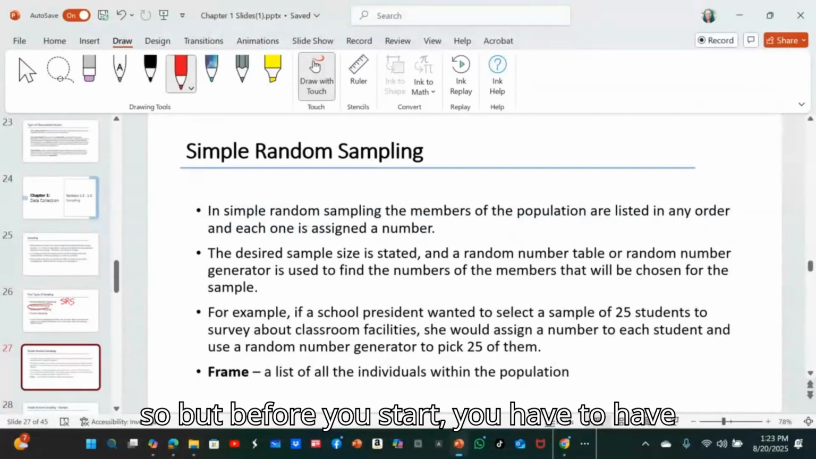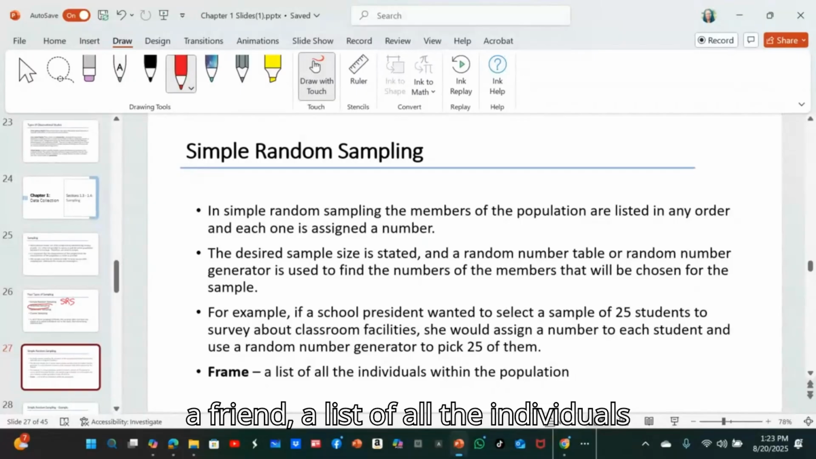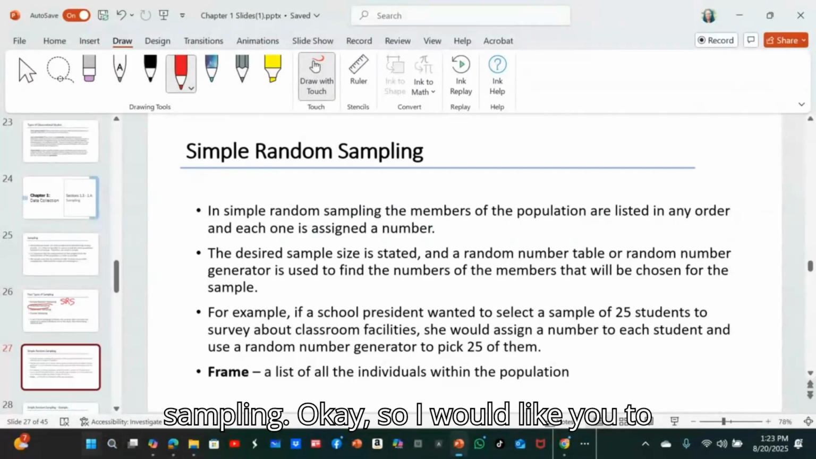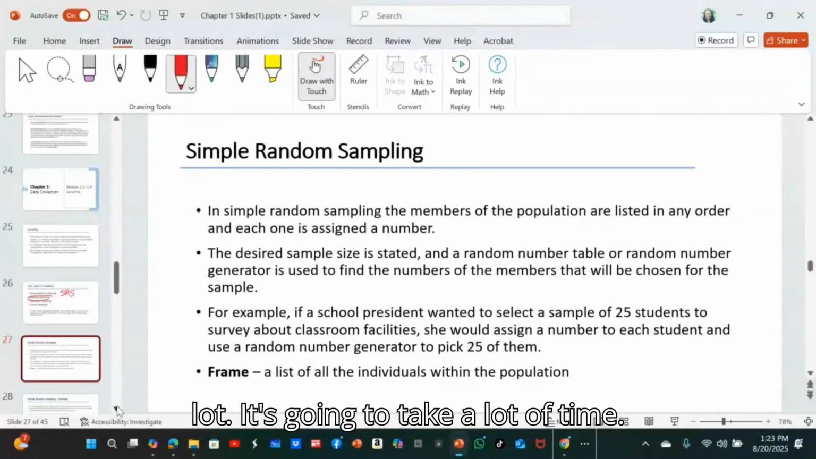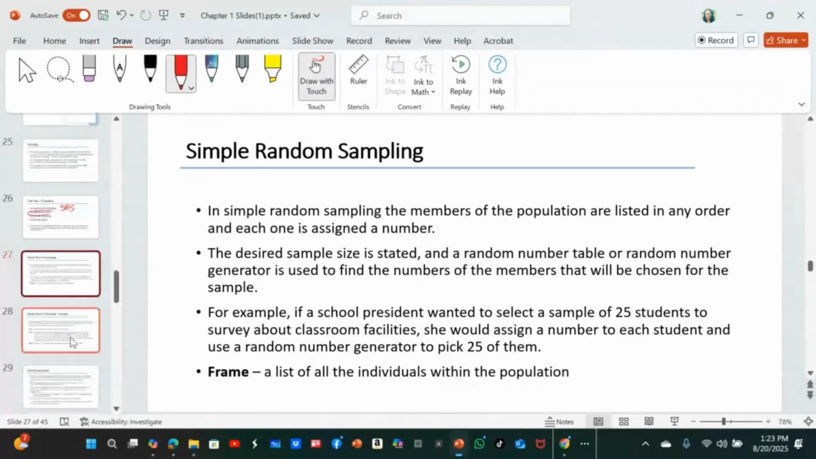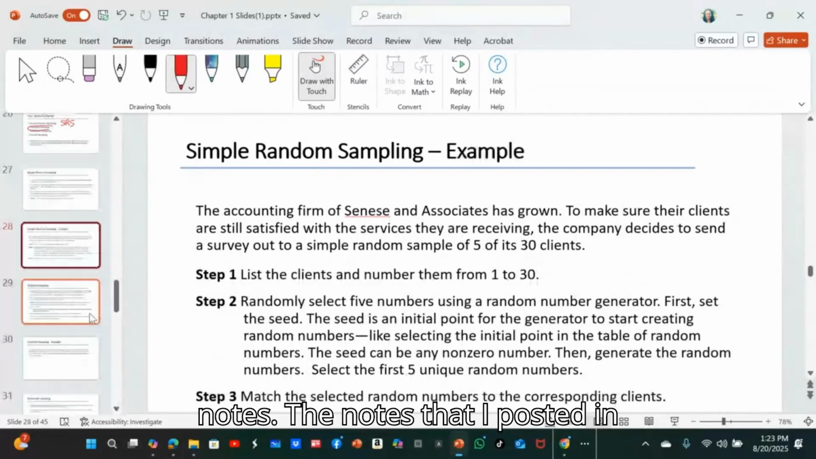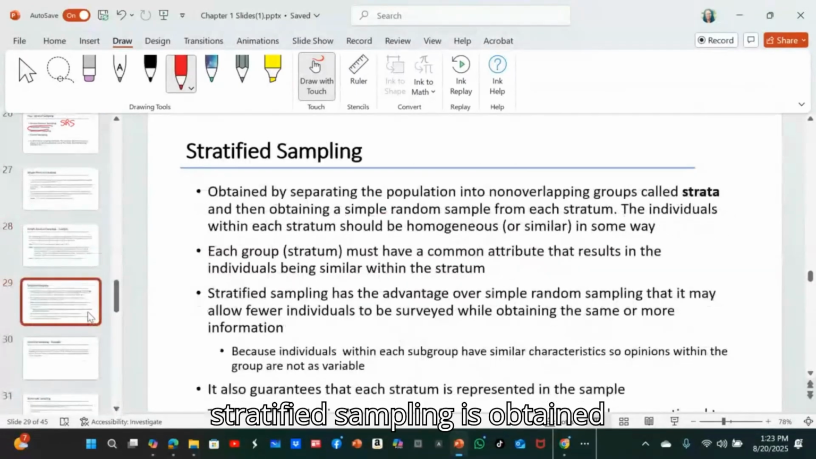Before you start, you have to have a frame, a list of all the individuals within the population which you are sampling. I would like you to read all of those because that's a whole lot and it's going to take a lot of time. Everything you are looking for is in the notes that I posted.